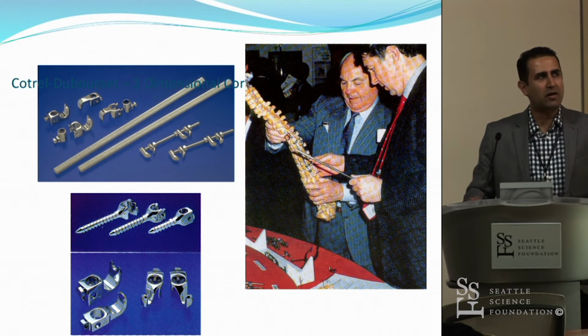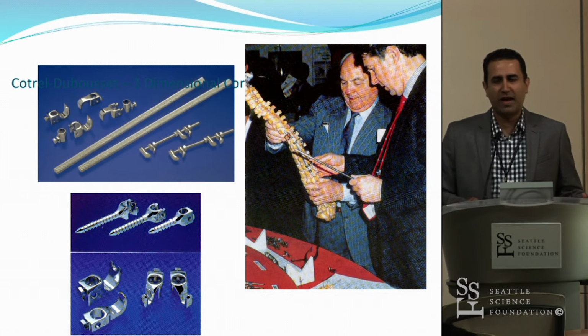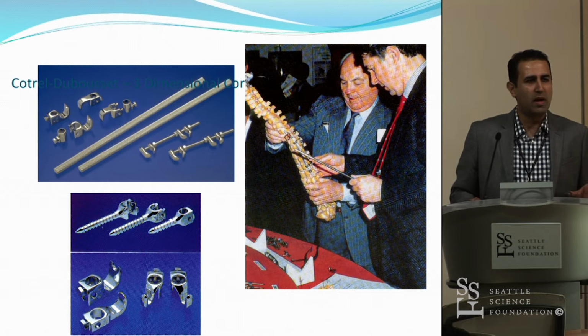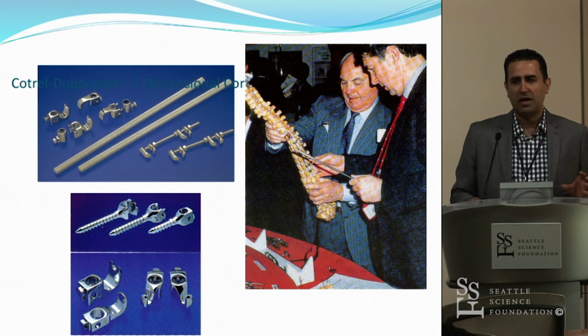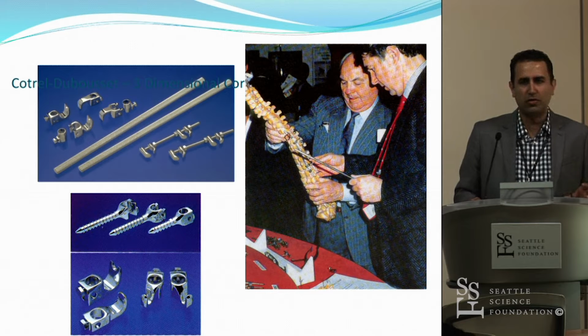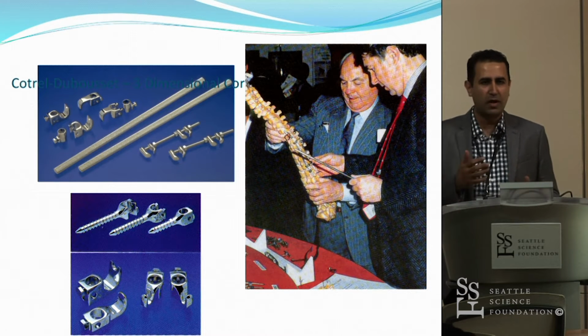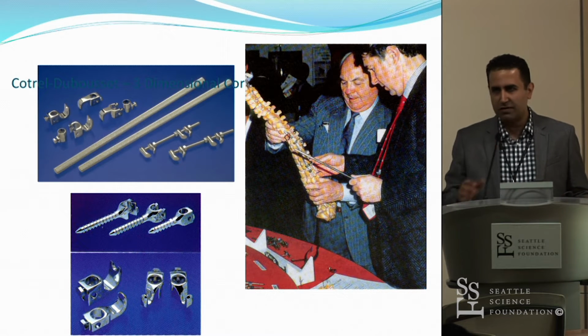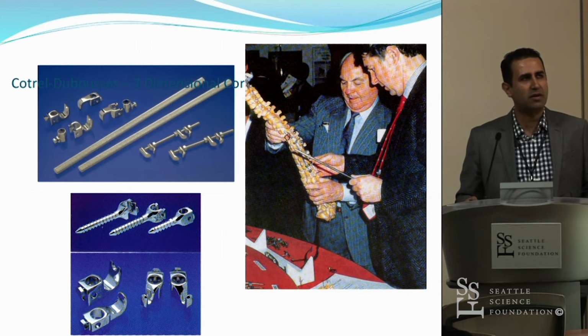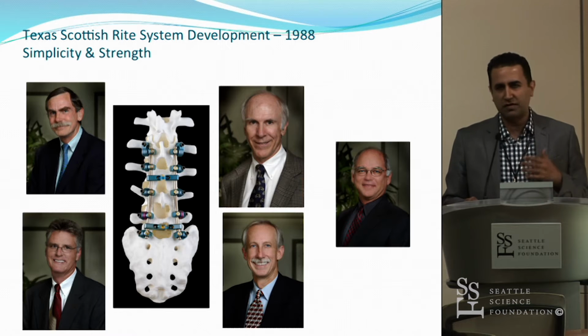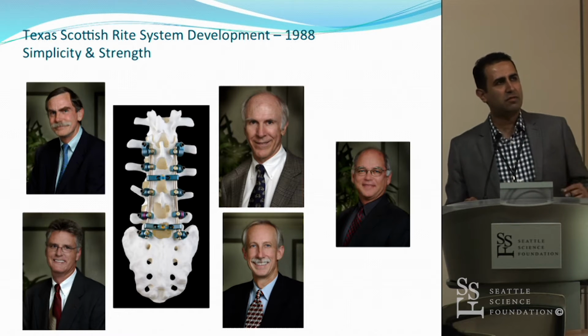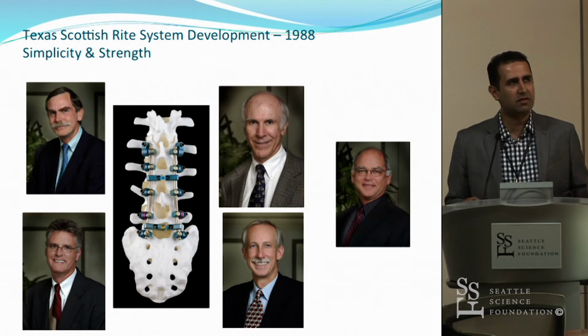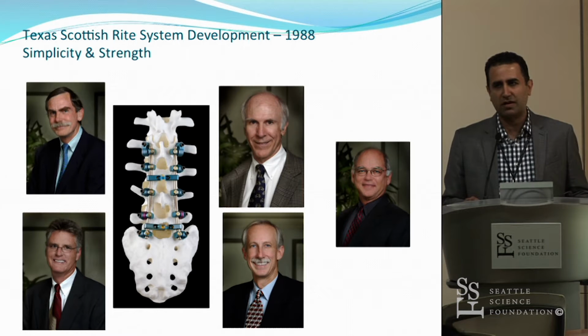And then Cotrel-Dubousset advanced the field significantly by coming up with segmental fixation with hooks and screws that really then allowed us to perform three-dimensional rotation of the spine and really start to derotate these deformities and achieve a significantly better correction in both the sagittal and the coronal planes. And then, of course, this has been advanced through the first, if you like, of the modern systems, the TSRH, which was significantly simpler and stronger compared to prior systems.